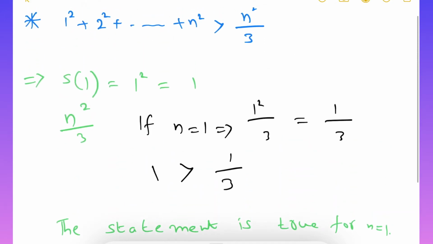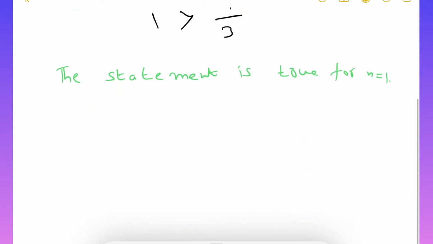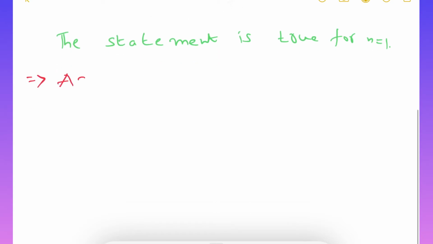The statement is true for n equals 1. Okay, now let's move to the second step. In the second step, we will simply assume that the statement is true for n equals k. So wherever we have n, we need to substitute k. Assume that the statement is true for n equals k.